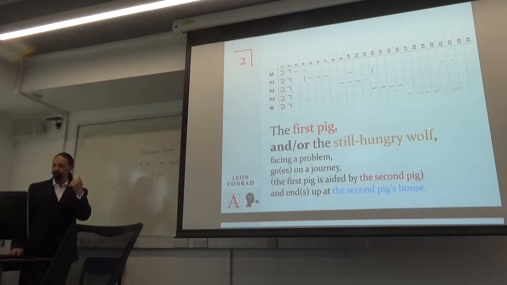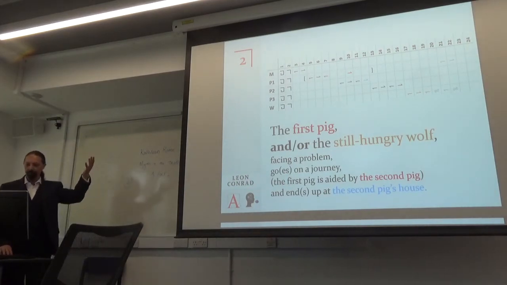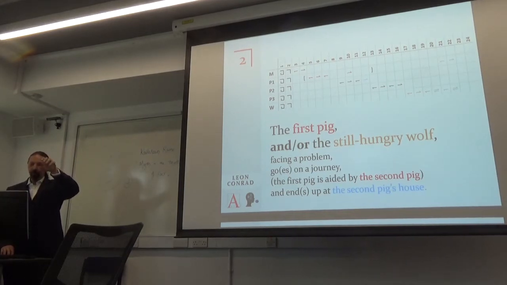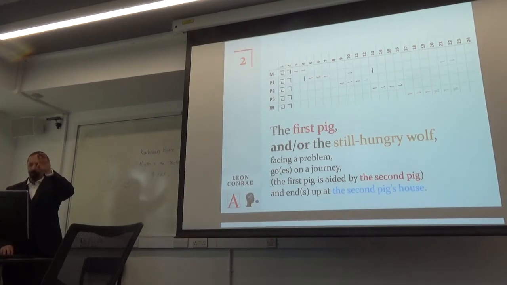At this point, there's a recap. The first pig has a problem. He's being chased by the wolf. He runs away, that's his journey. He meets his second brother, if he survives, and is holed up in the house with him. Second brother is where the blue forward mark is under number 12.